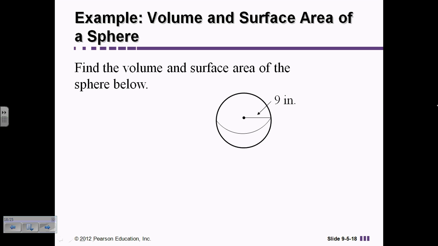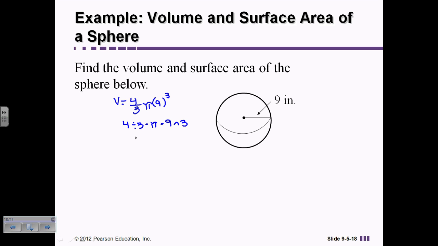So r in this situation is 9, so the volume is 4/3 pi 9 cubed. Now to do this on your calculator, what I recommend doing is do the 4 divided by 3 times pi, and there should be a pi button or a 3.14 button on your calculator, or you type 3.14, times 9, and there's usually a caret button on your calculator. A caret looks like that, raised to the third power.